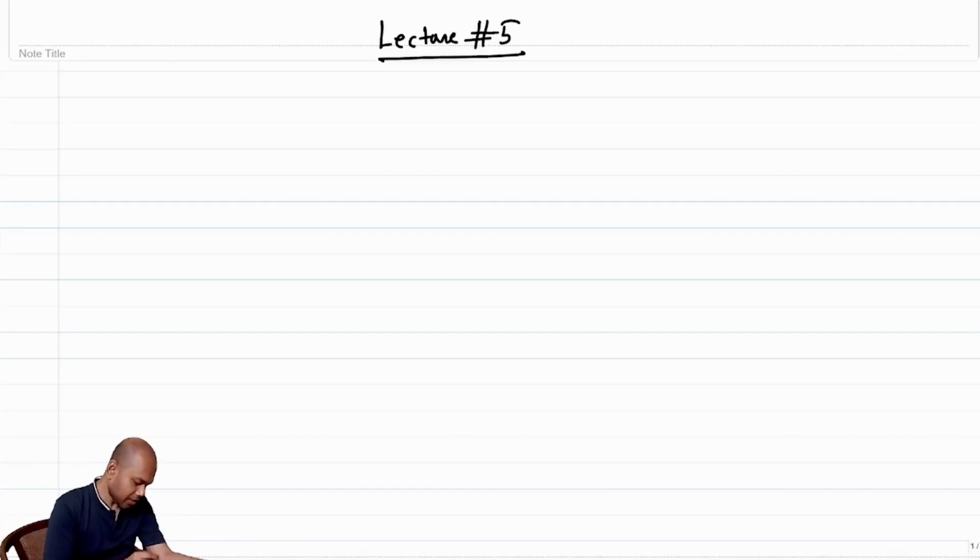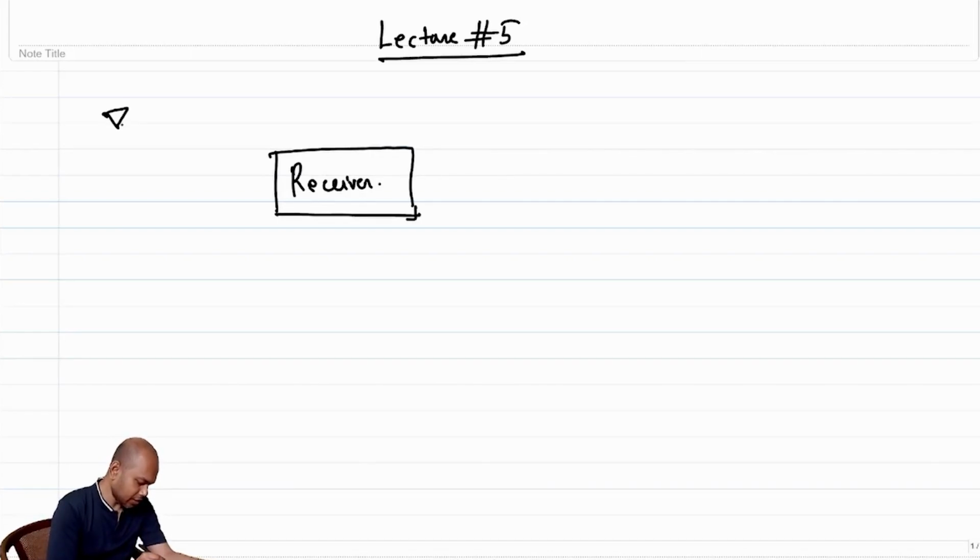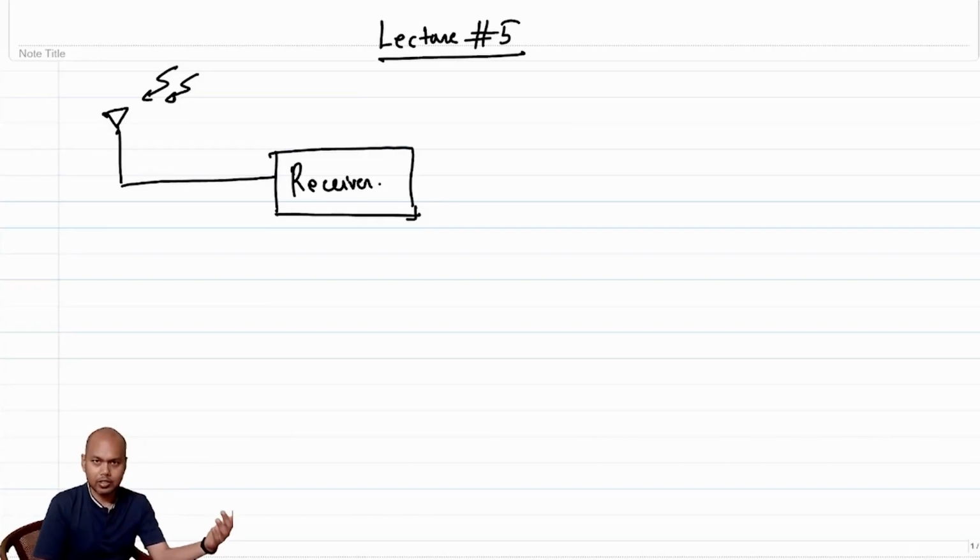Now we are concentrating on the receiver side. I'm a user, I'm a receiver. So what am I receiving? There is an antenna connected to any wireless receiver. There are signals coming in, not only from the user of interest, but also from all the other transmitters that are probably around.